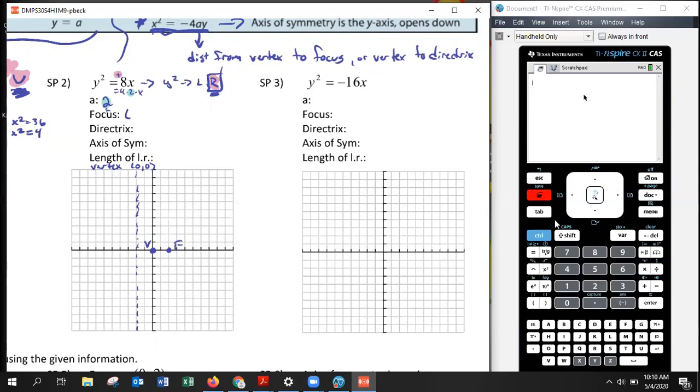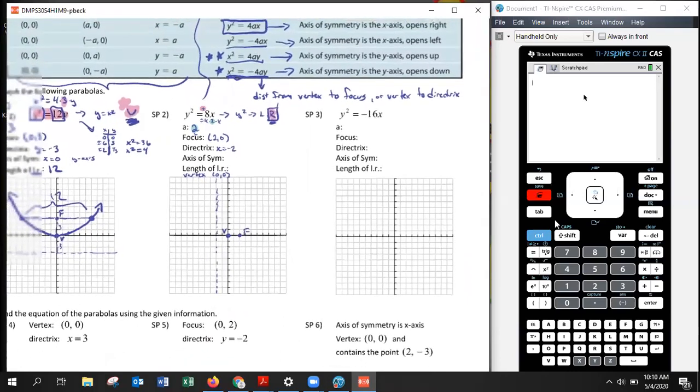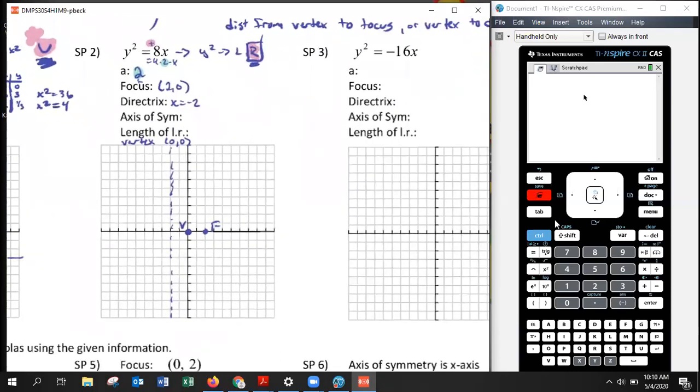So my focus is going to be at (2, 0). My directrix is x equals -2. And with that said, the axis of symmetry is going to be the line y equals 0, which, by the way, is the x-axis. So my axis of symmetry is right here. Length of the latus rectum, going back to what we discovered on the last one, the length of the latus rectum is 8 because that's really given to us in the equation in that way.